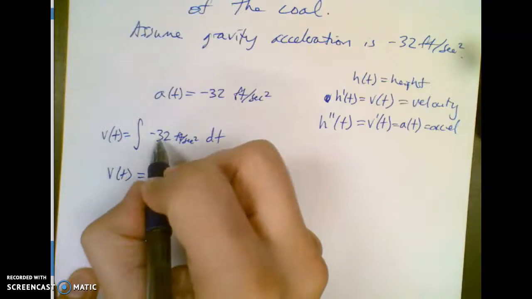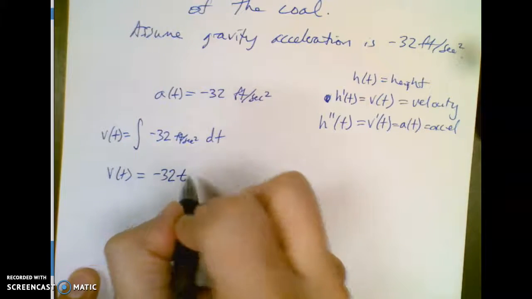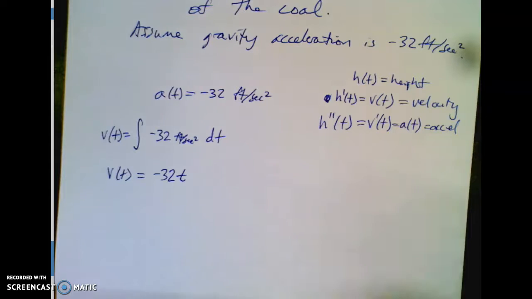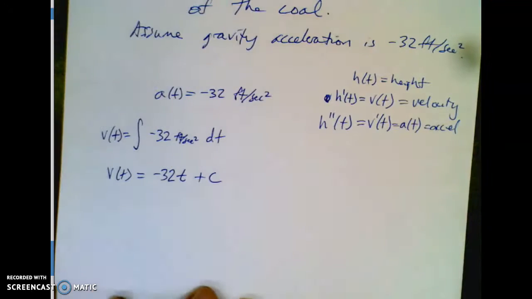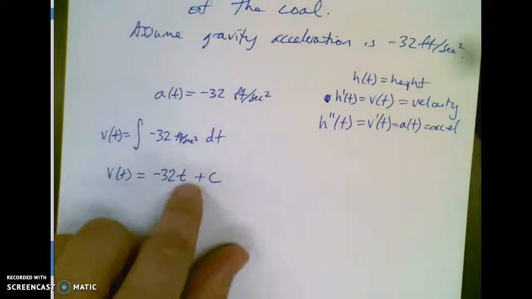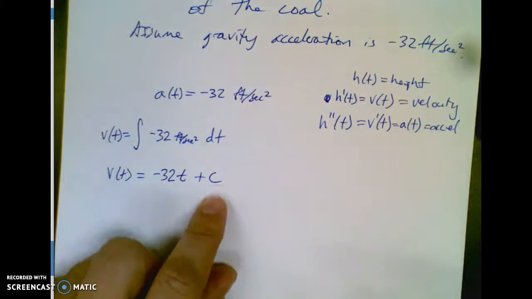I'm going to integrate a -32, which you just add an x, although this time I'm going to add a t because we're not using x's here. And you need a plus c because the derivative of this could have had any constant here. Here's where you go back in the problem and hunt.